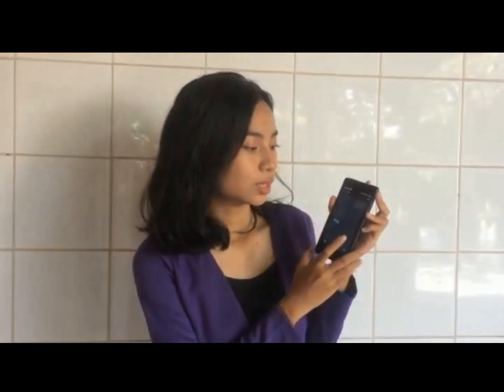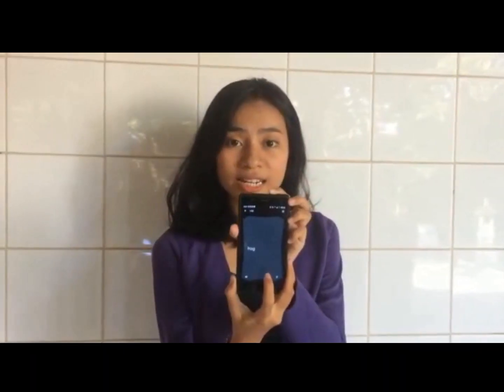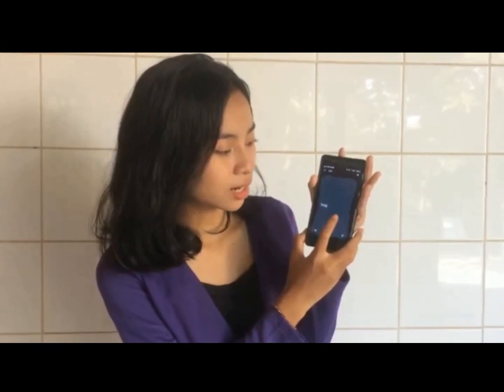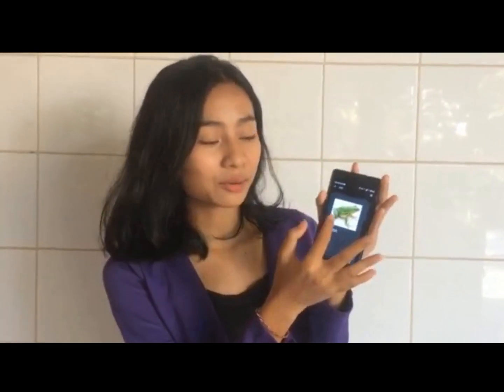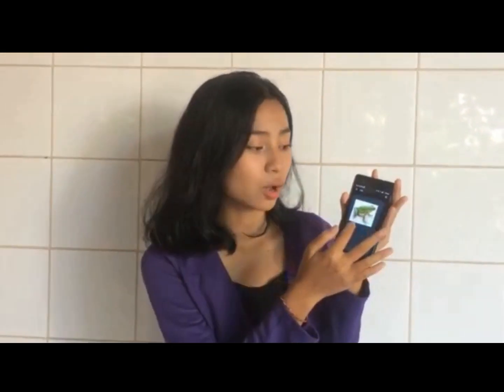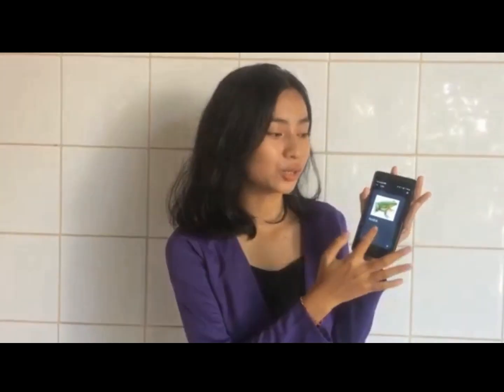So you can show this flashcard to the students when teaching vocabulary. The flashcard in this application not only shows the words in English, but when you tap this flashcard like this, it can show pictures, visualization pictures of the words, and also the meaning of the words in Bahasa. So it is easier for the students to understand these words.